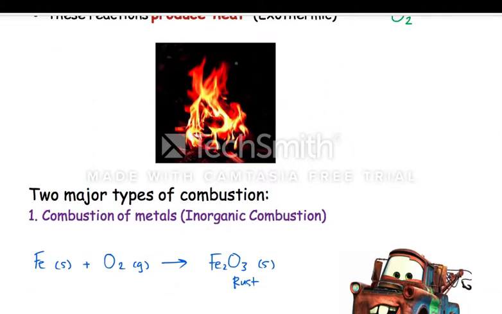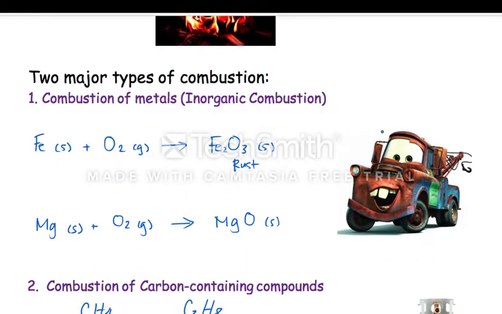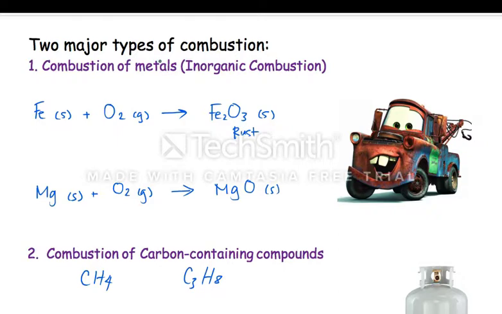So the burning of wood here is an exothermic reaction. It is a combustion reaction. Now there are two major types of combustion reactions. The first type is called the combustion of metals or inorganic combustion.